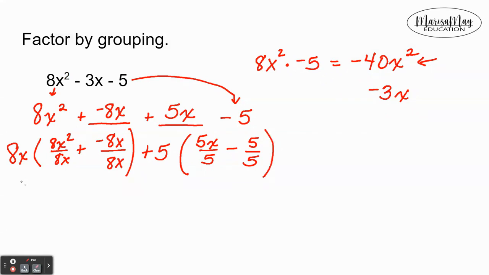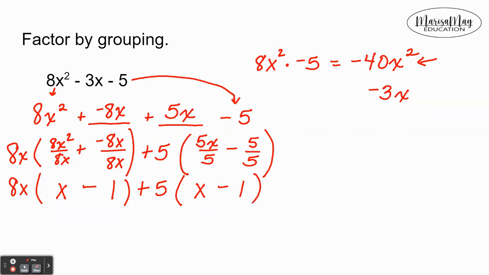Now we just need to simplify. So I've got 8x still outside this parentheses, and inside the parentheses, 8x to the second divided by 8x is just an x. And then I've got, we'll use this minus here, 8x divided by 8x, that's 1. Now I've got plus 5. And now 5x divided by 5 is x, and 5 divided by 5 is 1.